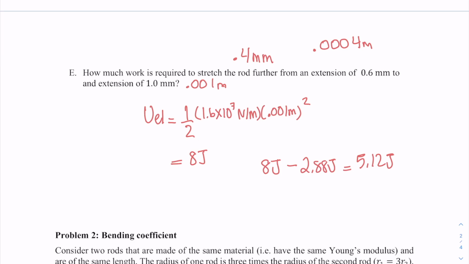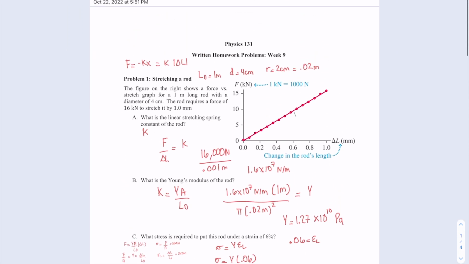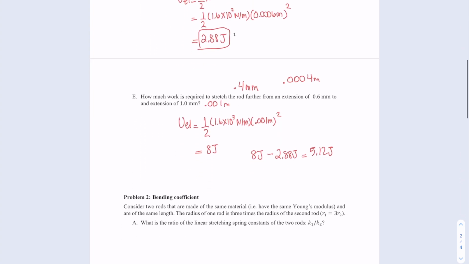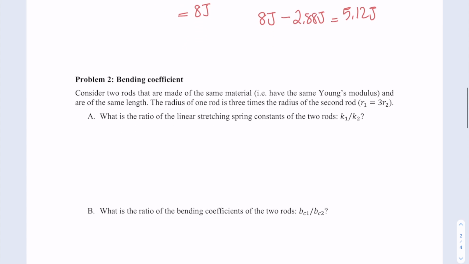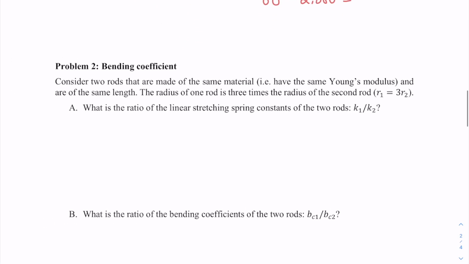All right, so that should be problem 1 for stretching a rod. That wasn't too bad, right? Problem 2 is bending coefficient. Consider 2 rods that are made of the same material, so they have the same Young's modulus and are of the same length, so the same properties. But the radius of one is 3 times the radius of the other one.